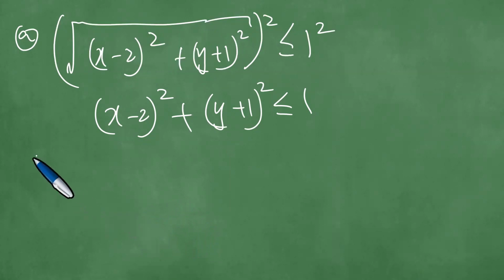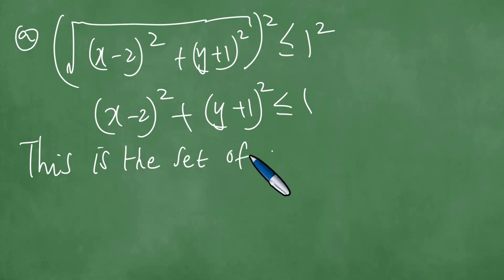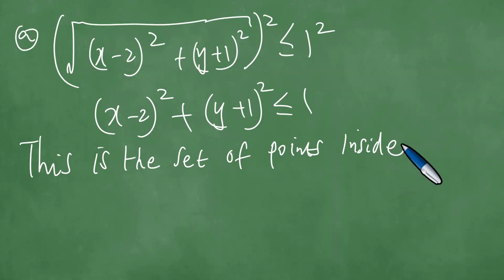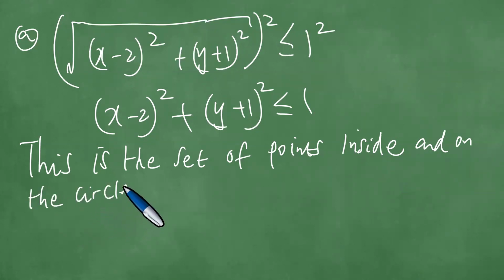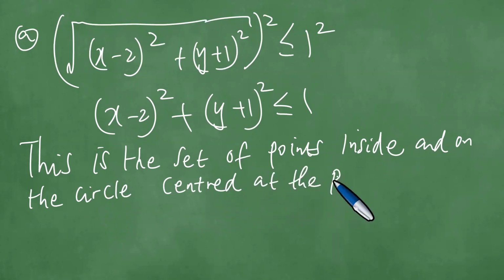Okay, so this is the set of points inside and on the circle centered at the point, sorry, it's centered at the point 2 minus i. This is positive 2, and this becomes minus 1, so 2 minus i.